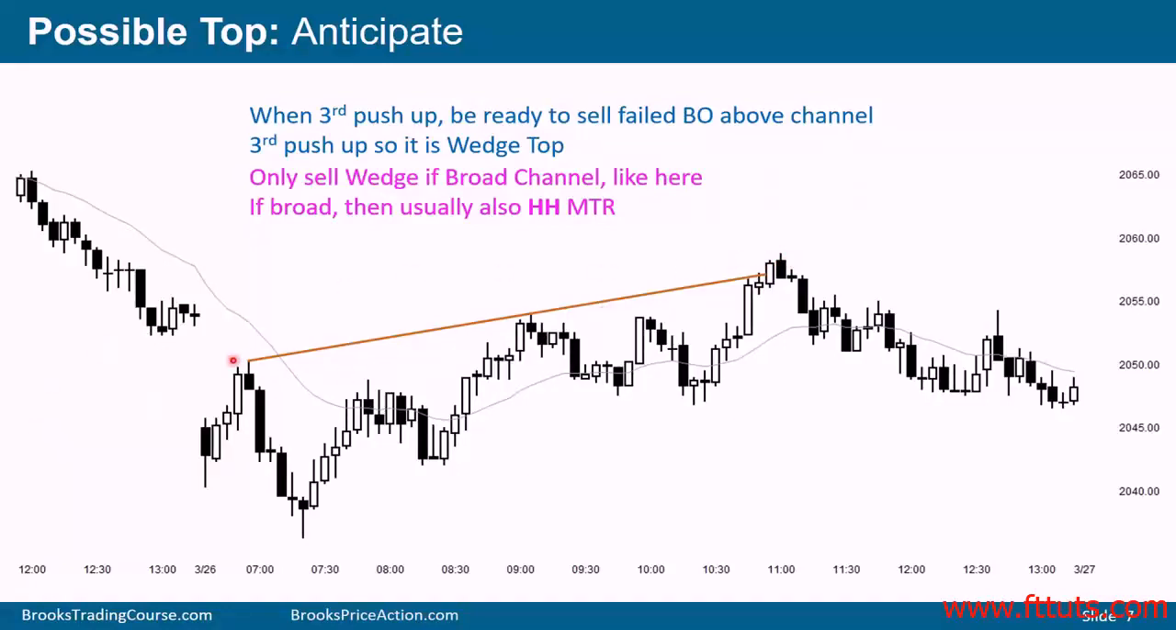If you have a channel that's reasonably broad, the legs going down lasting 5 or 10 bars, then selling the reversal down makes sense. If the channel up is extremely tight, like this, selling a reversal down does not make sense. Probably the reversal will be minor, and the best the bears will get is sideways.